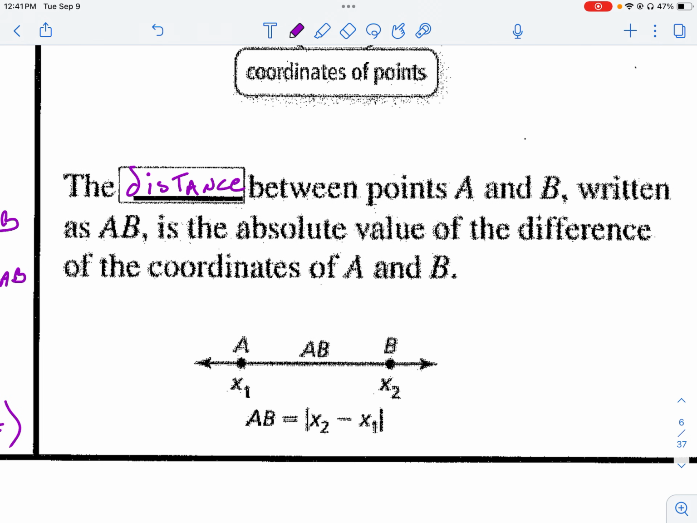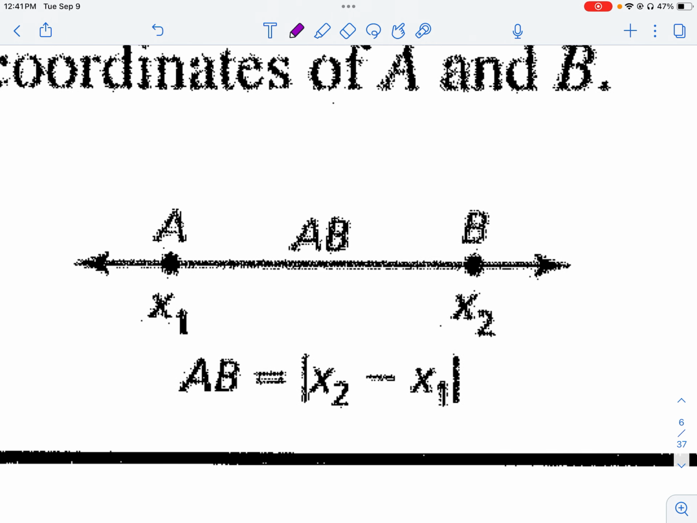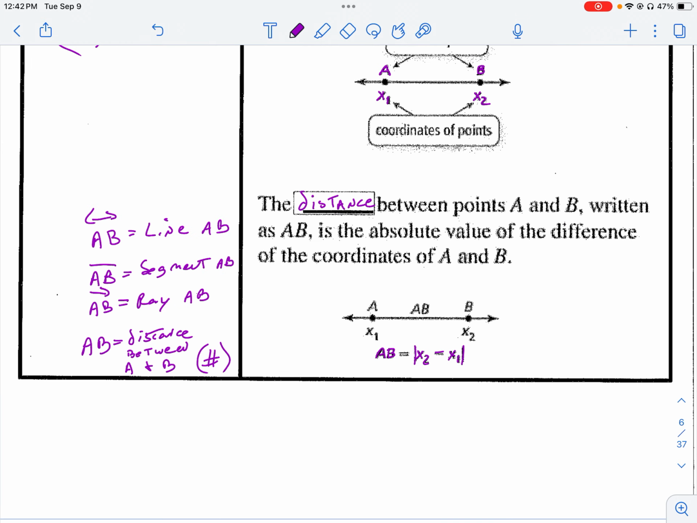And we find it by using the absolute value. So here we have AB, and we take the value of B minus the value of A, the absolute value. Why do we need to have the absolute value? Well, think of it like this. If the distance from your house to school is 1 mile, then the distance from school to your home is not -1 mile. No, it's still 1 mile. Distance is always a positive number. We're always going to traverse a distance.